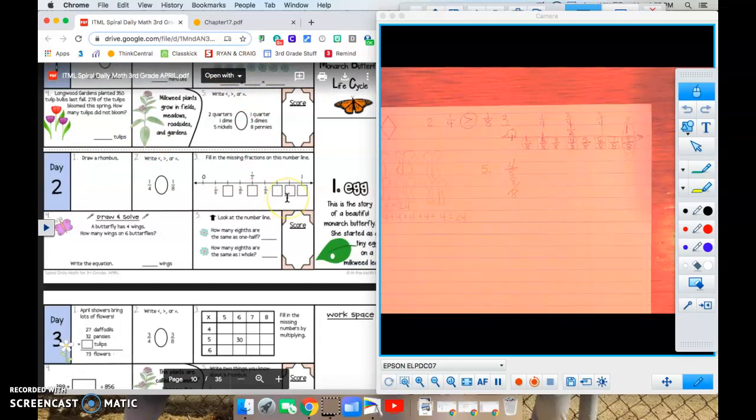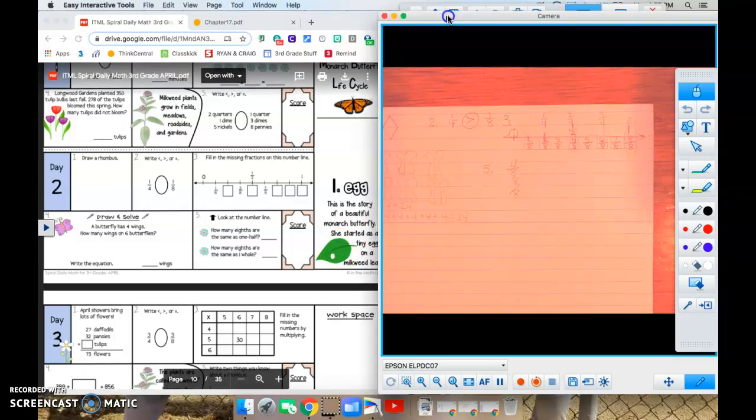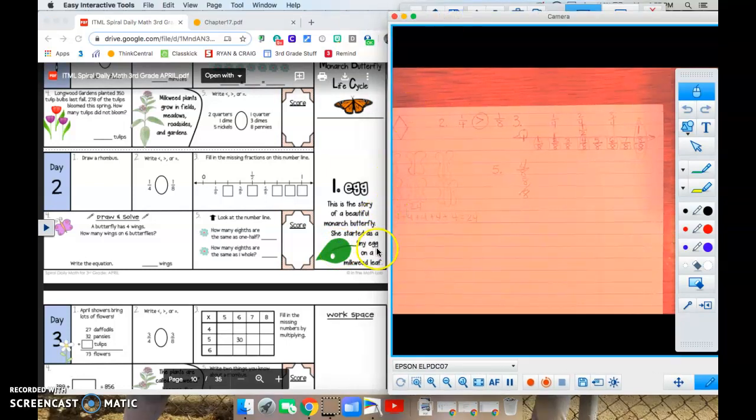And if you are kind of looking over here, it's also going to say the monarch butterfly life cycle. This is the story of a beautiful monarch butterfly. She started as a tiny egg on a milkweed leaf. And there it is, okay?